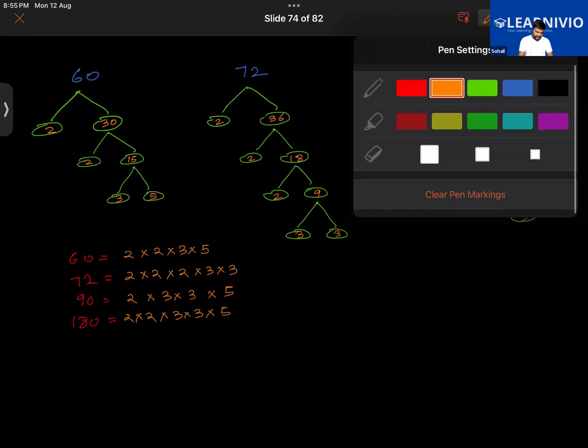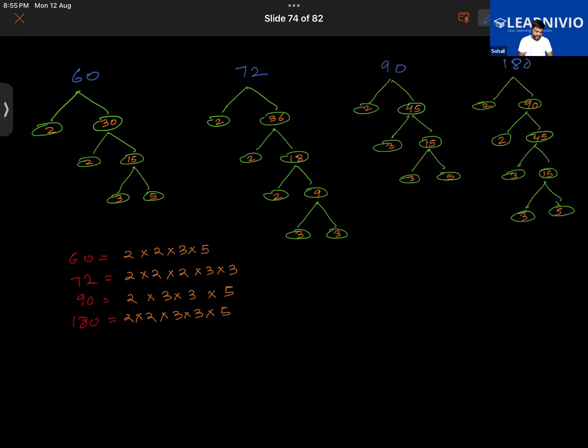Now we know what we have to do next. We have to first of all circle out all the common prime factors. This 2 is common, right? 3 also. Then the next number that will be common is this 3. Okay, this 3 is common. Is 5 common? No, 5 is not common.